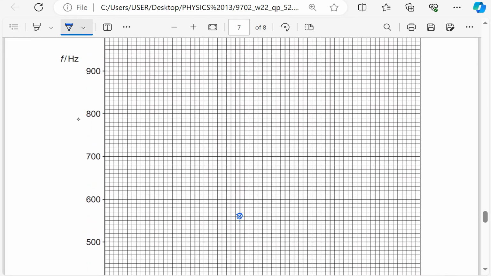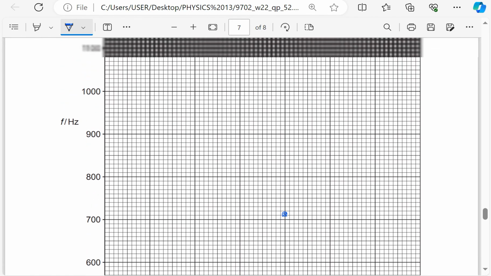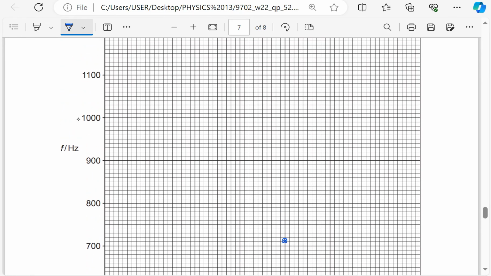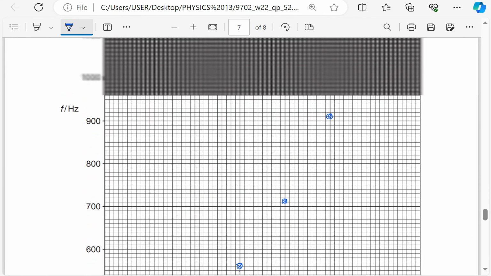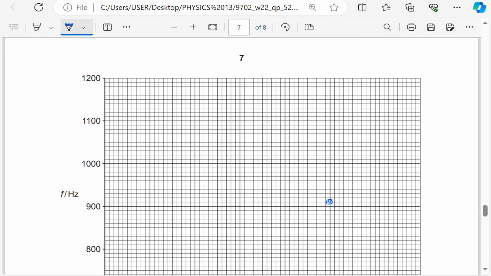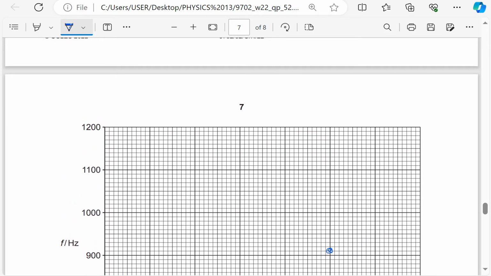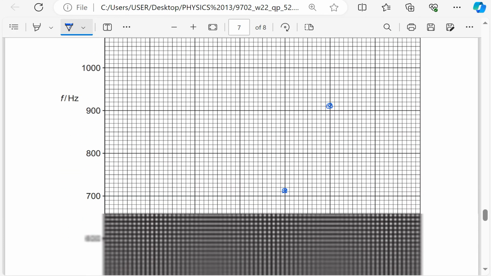So 710, I think 10 is one box. When n is 5, the other one is 910. 910 is one box. When n is 6, the other one is 1110. 6 is 1110. Sorry, it is 1100. So this is going to be exactly this point, 1100. Then I'll draw also the error bars.